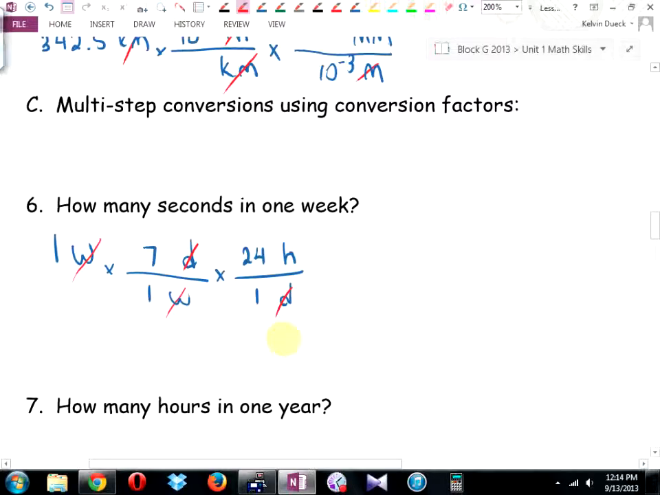What's the question asking? What do we want to end up in? Seconds. Are we there yet? No. Okay. Do you know how many seconds are in an hour? Now, by about November, most of you probably will know how many seconds are in an hour because it's by far the most common conversion that we'll do this year, going from kilometers per hour to meters per second.